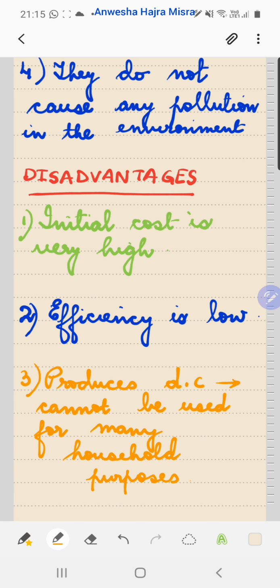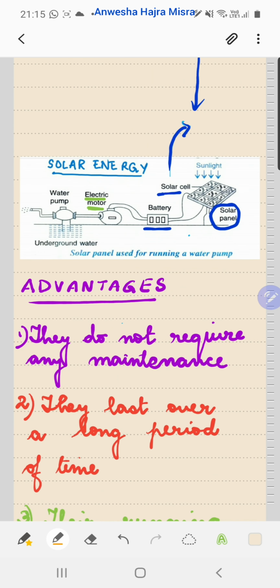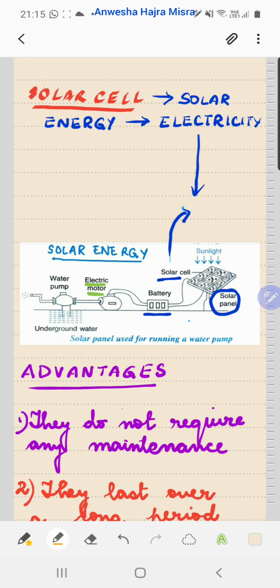Now, from the beginning, this is one method of producing electricity. This is the number one method which we are discussing. Solar energy to electricity is done by a solar cell. A combination of solar cells forms a solar panel. It converts solar energy directly to electricity. And from here, you can use the current in various ways. Here, the current is used in an electric motor to lift a pump.